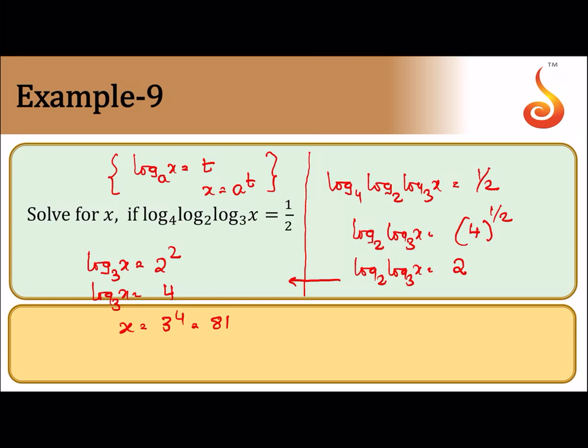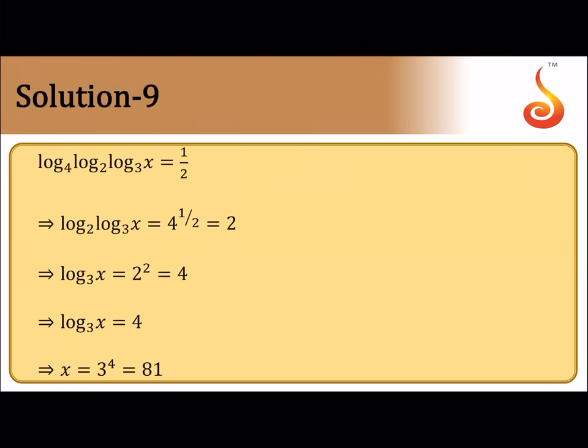So 4 to the power 1 by 2 will get 2. Again 2 to the power 2 will give you 4, and 3 to the power 4, 81. See here, same way, 4 to the power 1 by 2 is 2, 2 square will give 4, and this will give you 81.